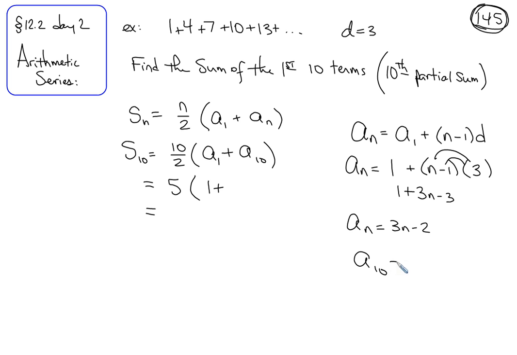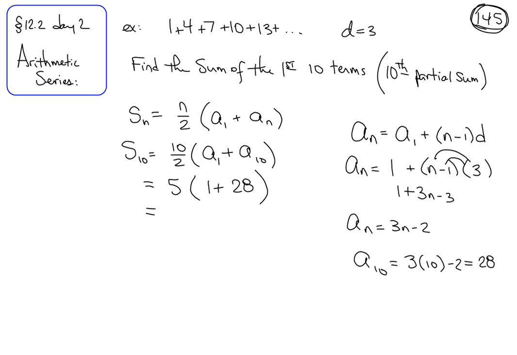So what is a sub 10 now going to be equal to? Well, it's 3 times 10 minus 2. 30 minus 2 is 28. So that's how we can get our 28 if we didn't already know what it is. Does that make sense to everybody? And we can get our 145 that way. So if you don't know the last term, figure out the a sub n equation, just like we did last night, and then use it to find the last term.